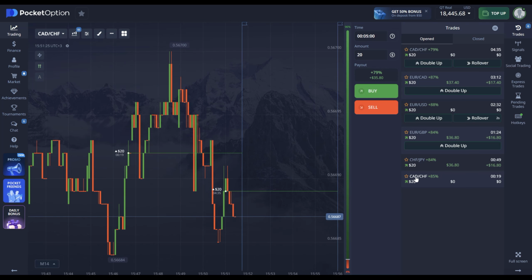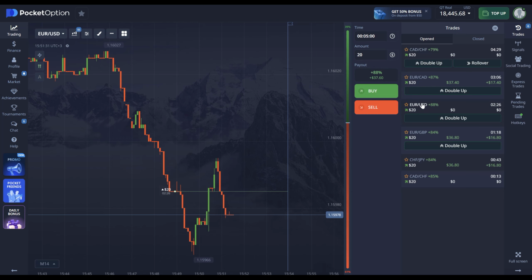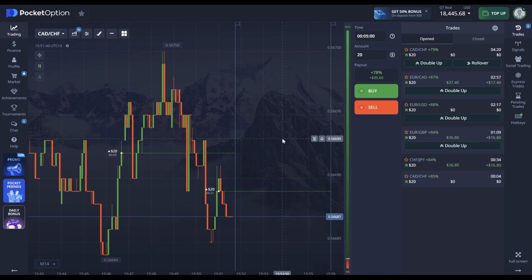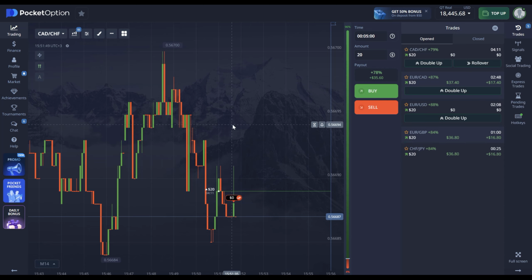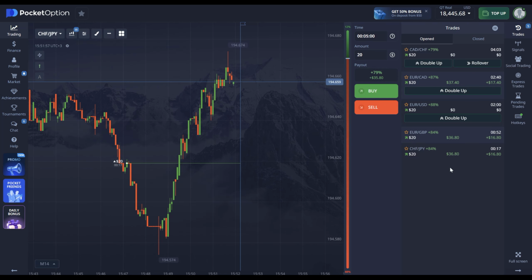Yes, we've already made it here. The Canadian dollar Swiss franc continues to fall, which is bad for me. The euro dollar is still in the red for now, but I hope that at least one of these 2 trades won't close at a loss, and at least one will close in profit. Well, yes, here it's a loss, just a little bit short. If the upward movement had continued, everything would have been fine for me.